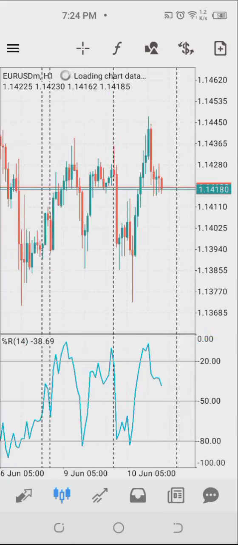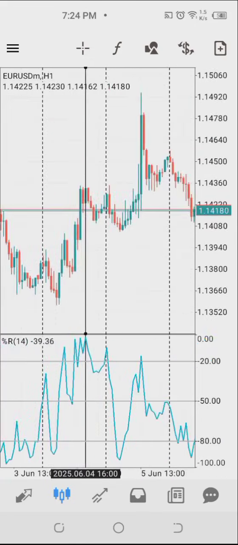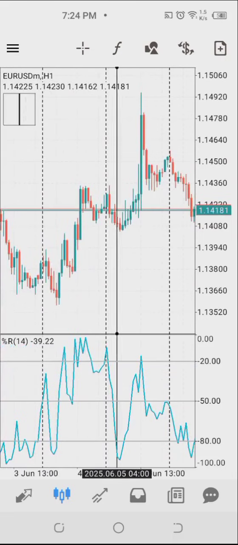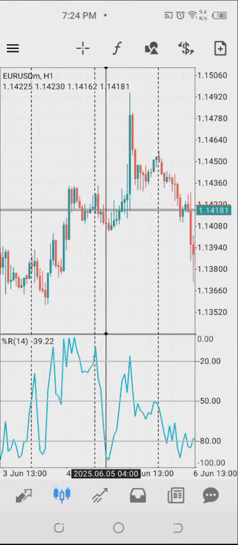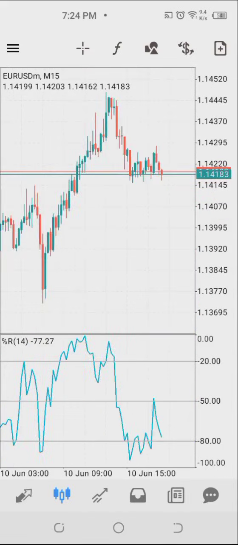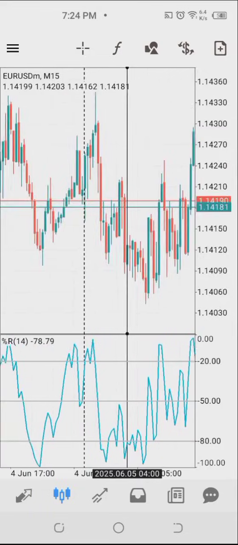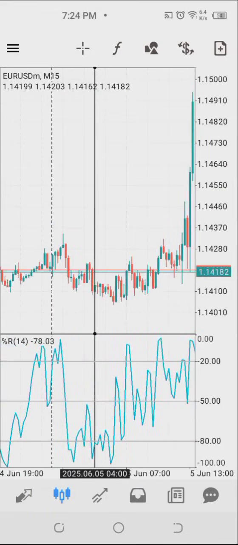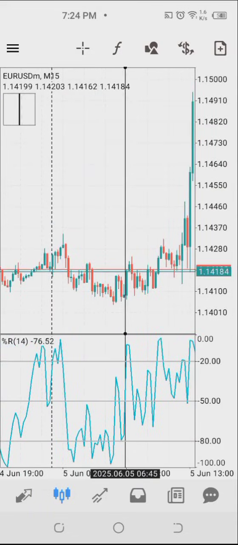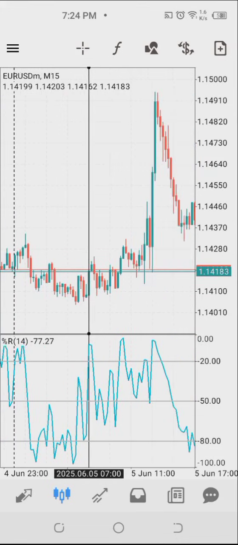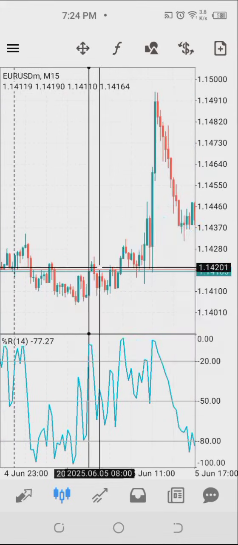I'll go straight to my H1 time frame. The H1 time frame needs to be below minus 50, and like I said, getting to the level of minus 80 is actually preferable. Now, for my entry time frame, I'm going to have to wait for the market to get to the minus 20 level. See, guys, see how far the market went.